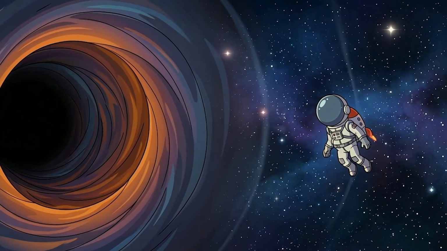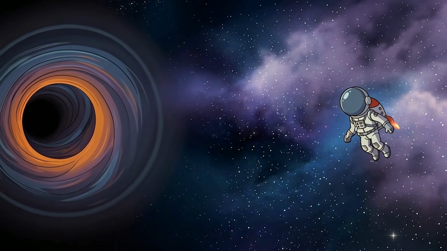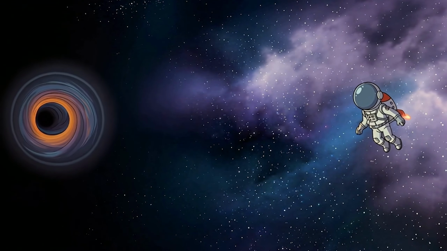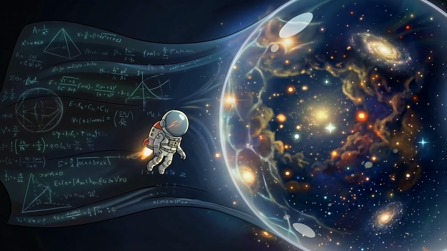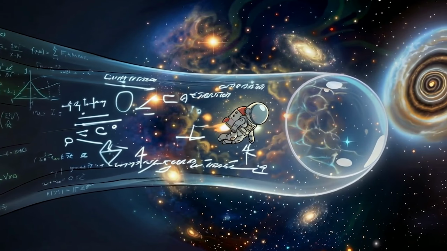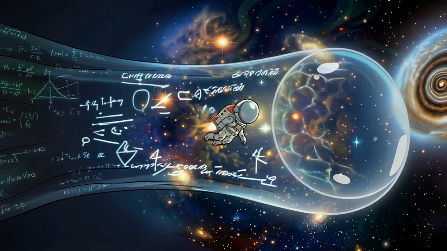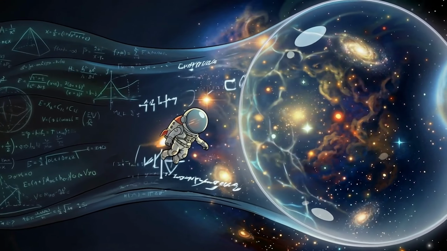Wormholes may be impossible. Or they may be hidden, embedded quietly in the structure of space-time itself. The equations do not forbid them. The universe has not confirmed them. And that tension between what mathematics allows and what reality permits is where modern physics truly lives.